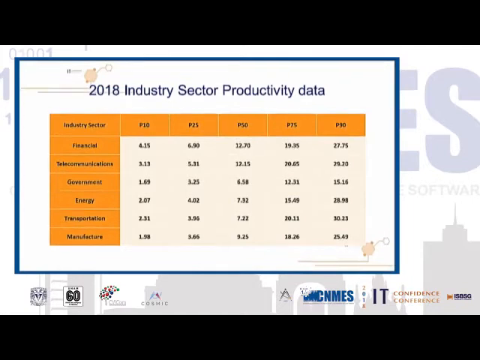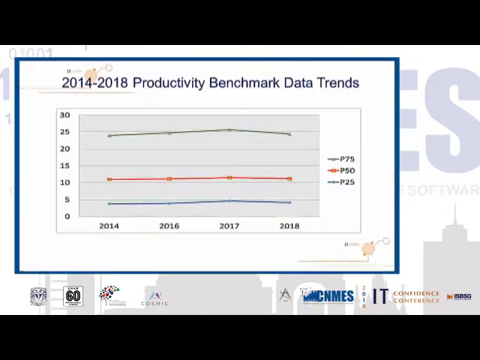You can see the data of the annual one, from the range of the 10 percentile to the 19 percentile, okay? And the next one, you can see, in the past 4 years, we have the productivity benchmark data trends. And we just discussed something. You can see that it's at the peak of the last year.